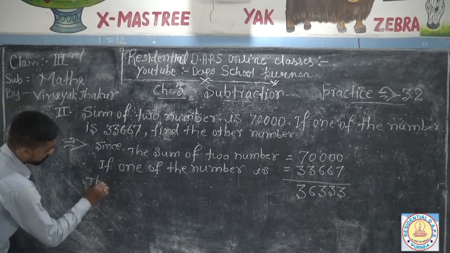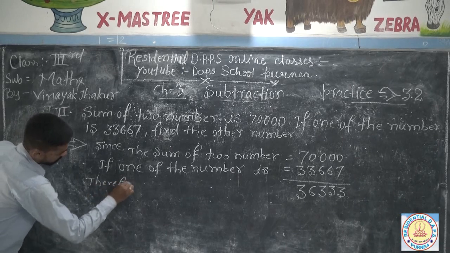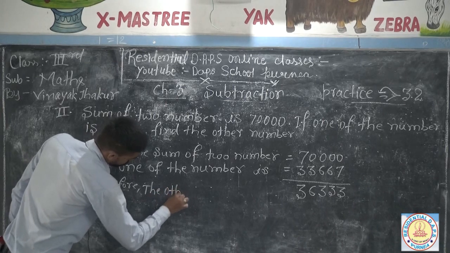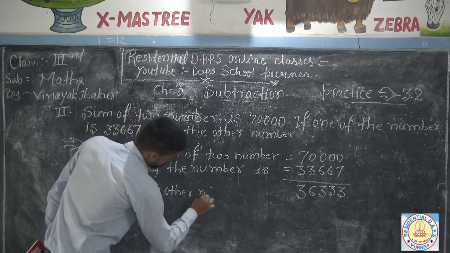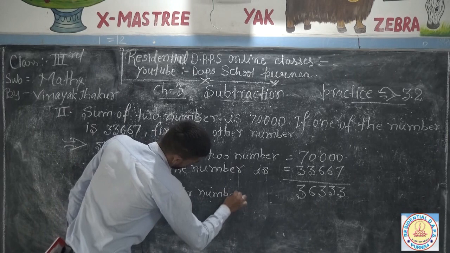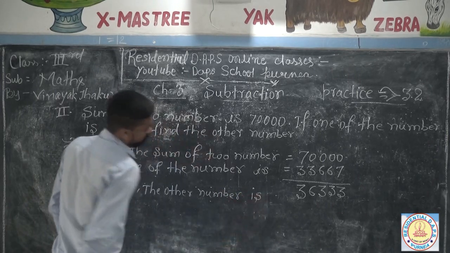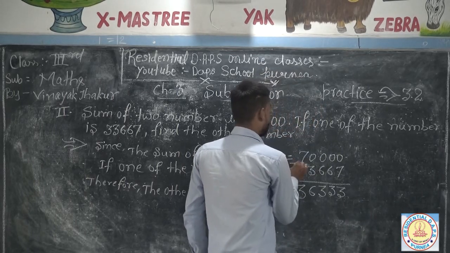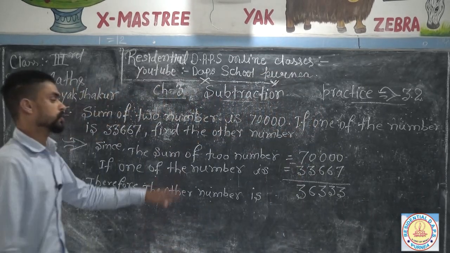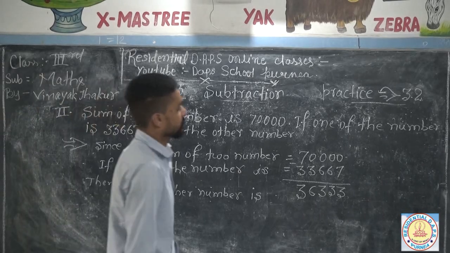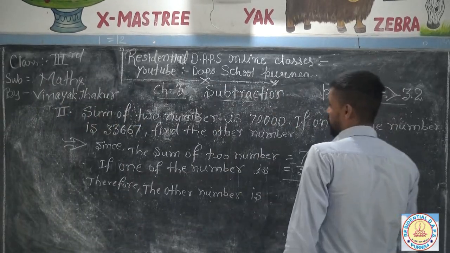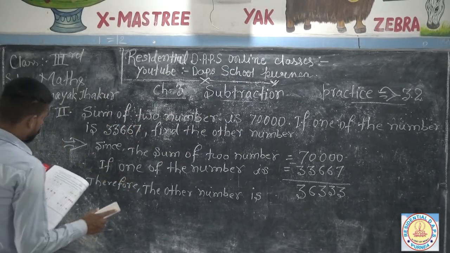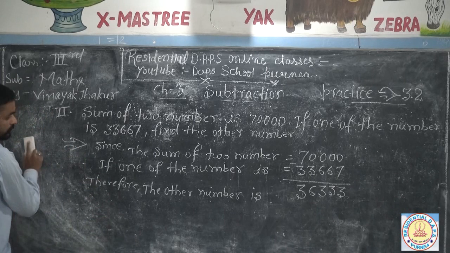So therefore the other number is 36,333. If you subtract these two, the subtrahend from the minuend. So I'm going for the next one.